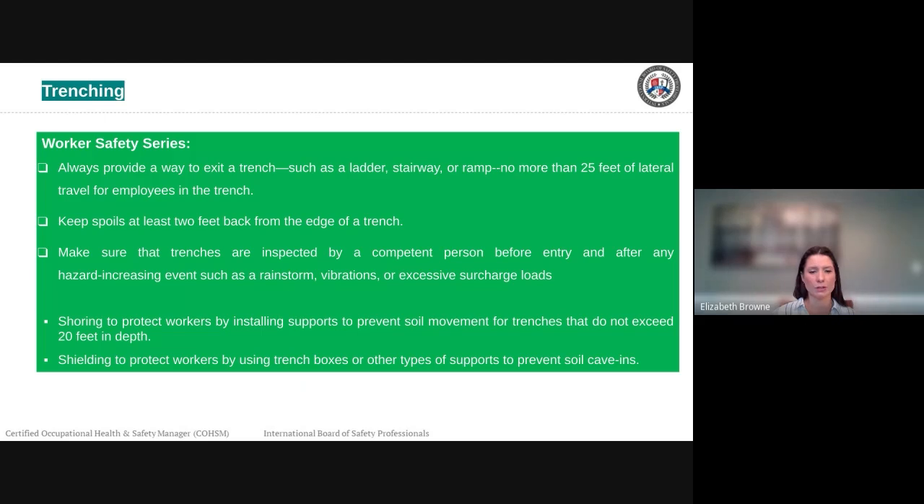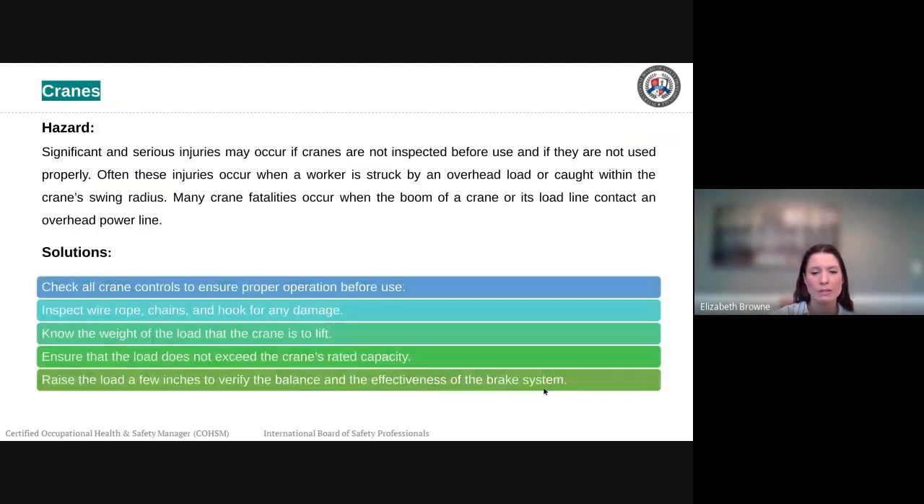We also want to provide shoring to protect workers by installing supports to prevent soil movement for trenches that do not exceed 20 feet in depth. And we want to shield workers by using trench boxes or other types of supports to prevent soil cave-ins.